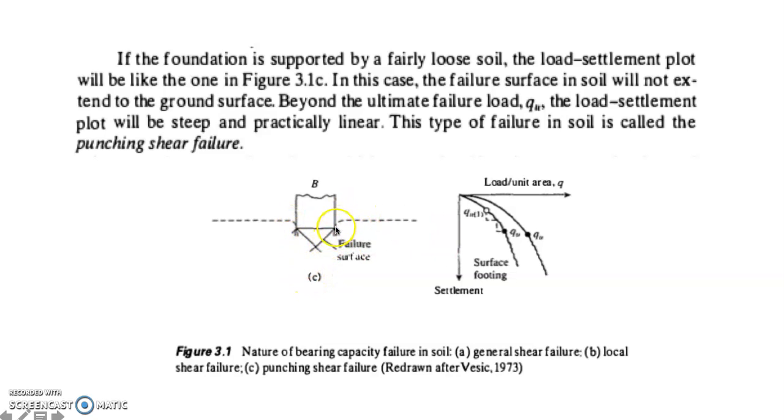If you're going to observe, this is the failure surface, this is the footing, so the deformation is directly below the footing. For punching shear failure, it occurs on loose or soft state soil. So this is an illustration now for our last failure, which is the punching shear failure.